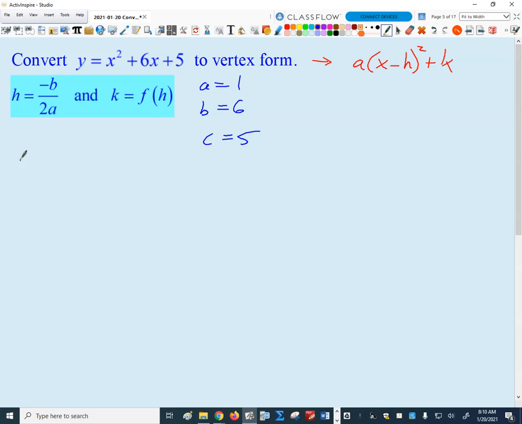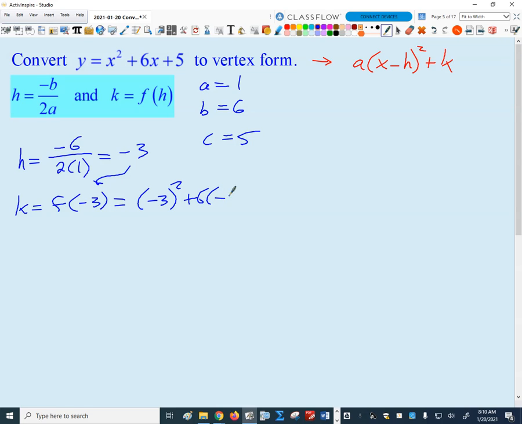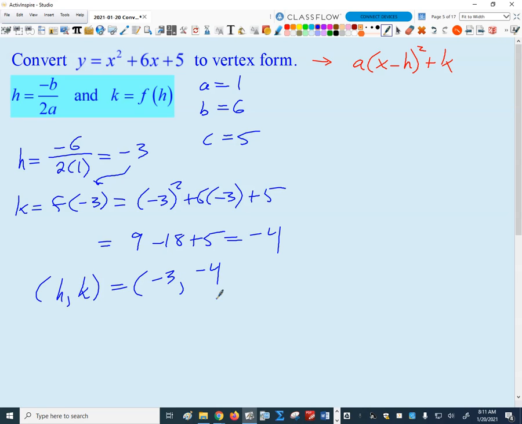And so we can calculate h. h is equal to negative 6 over 2 times 1, which is -3. k is going to be f of h, which is the quantity -3 squared plus 6 times -3 plus 5, which gives us 9 minus 18 plus 5, which is -4. So we get our vertex has coordinates -3, -4.